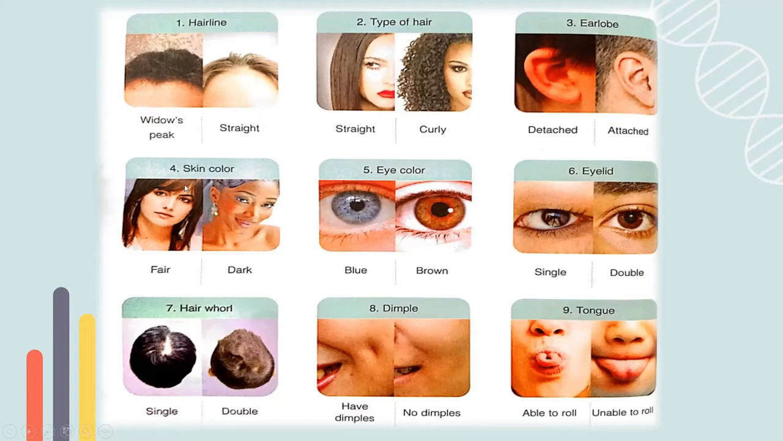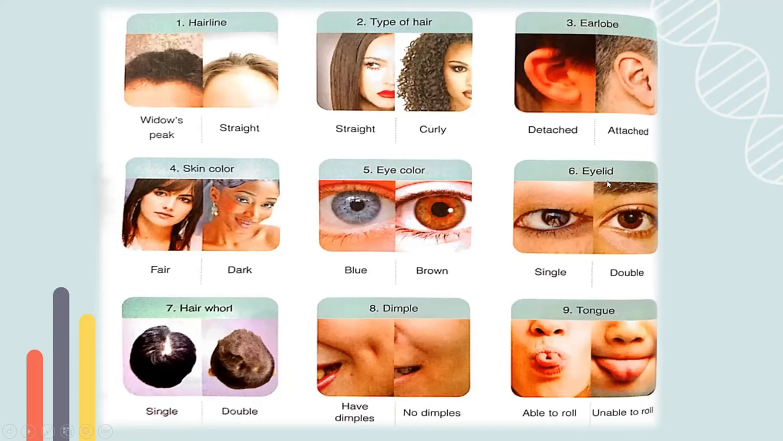And we also have the skin color. Some are fair, dark, some also have light brown or brown, and tan or even black skin. Number five, we have the eye color. If your parents' eye colors are both brown or black or blue, then basically you can inherit that.